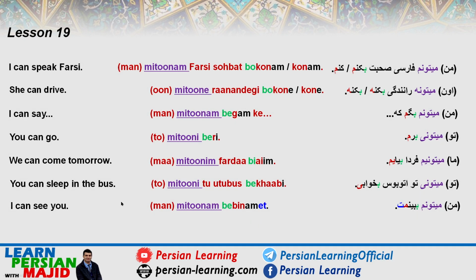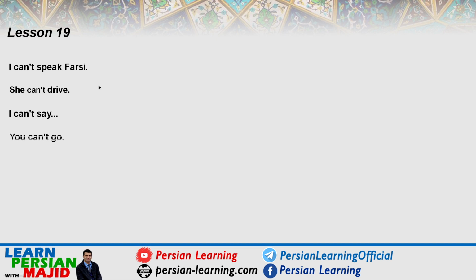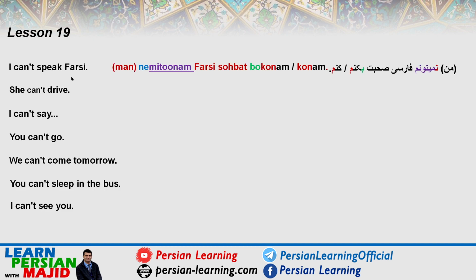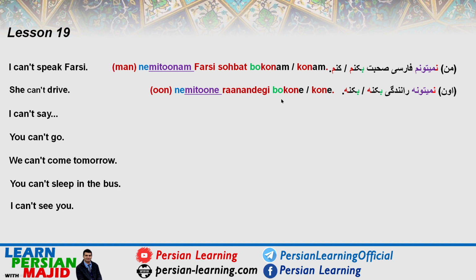Let's make all these sentences negative. And the negative we learn, it's easy. Just ne before تونستن. I can't speak Farsi. So the same sentence as we had, just ne we add here. نمیتونم فارسی صحبت کنم. She can't drive. نمیتونه رانندگی بکنه. I can't say. نمیتونم بگم که, or you can stop here. نمیتونم بگم.